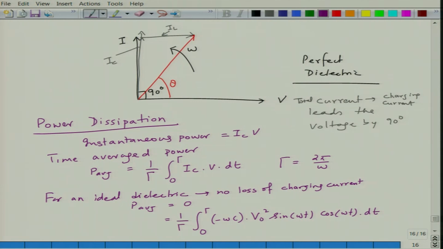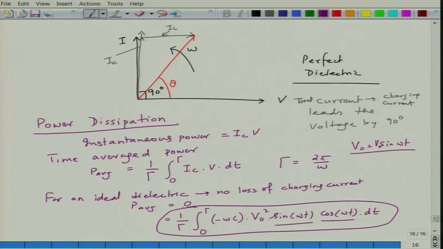You can write it in exponential form if you want. If you take V equal to V naught sin omega t, then you can calculate I_C from this, which will be sin of omega t plus pi by 2. As a result you will have sin and cos factors, sin omega t and cos omega t, but you can also write this in exponential form and you will get the same answer. So the average power dissipated in an ideal dielectric is equal to 0.